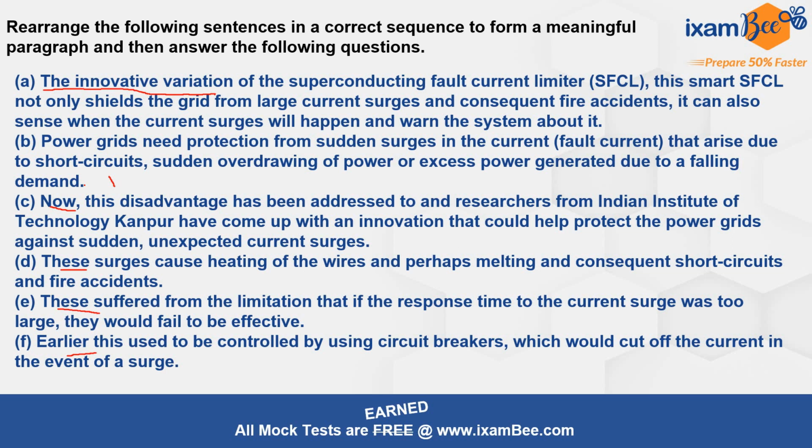Now, you remember sentence D? It talked about certain surges. So this has to be our second sentence since B talked about certain surges and D says these surges. So which surges? The surges which I introduced in sentence B. Okay. So these surges cause heating of the wires and perhaps melting in consequent short circuits and fire accidents. So in sentence D, we talk about the consequences of these surges, right?